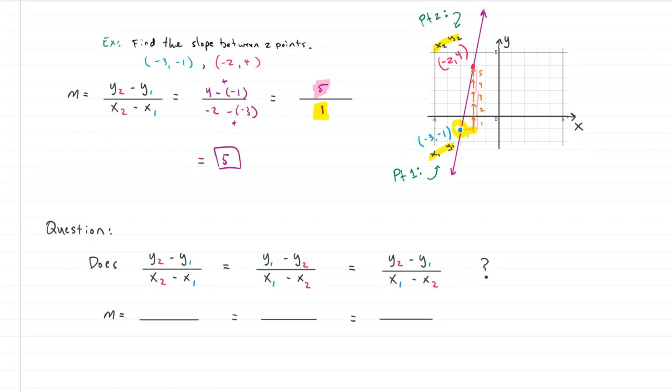So we know what this first one is, right? This is 4 minus a minus 1 over -2 minus a minus 3. We decided that gave us 5.